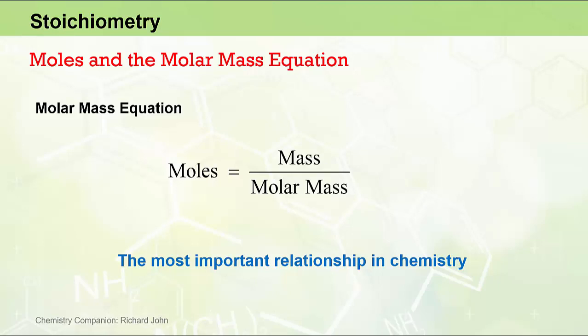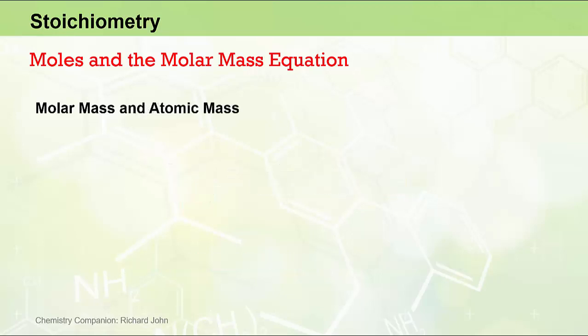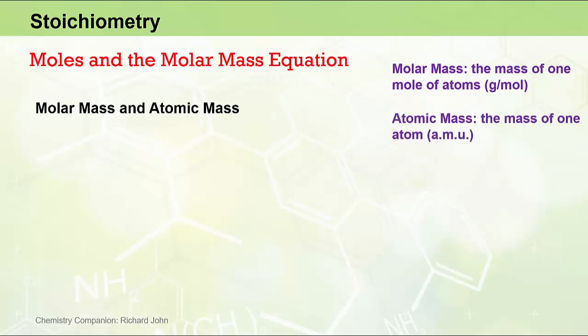One thing to remember is to never forget the units. The units for moles being moles, the units for mass being grams, not kilograms, and the units for molar mass being grams per mole. Given what we have just seen, it is important that we also understand the relationship between the molar mass of atoms, being the mass of 1 mole of atoms expressed in grams per mole, and the atomic mass of atoms, being the mass of 1 atom expressed in atomic mass units.